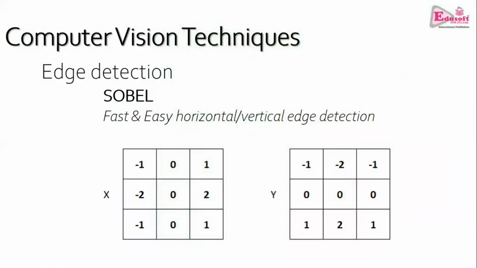Now, when we talk about computer vision techniques, if a computer is looking at an image of a car, how will it identify that the car is there, particularly in which area or in which region of the image? That is something done with the help of edge detection. Edge detection actually allows the computer to identify the shape of an object in an image.